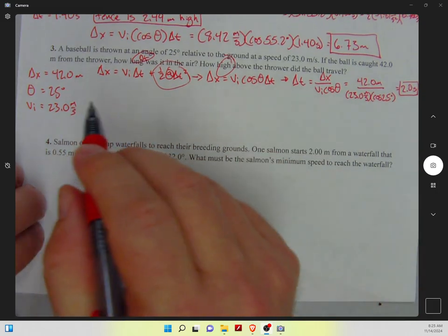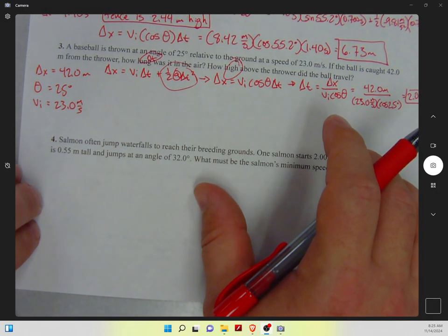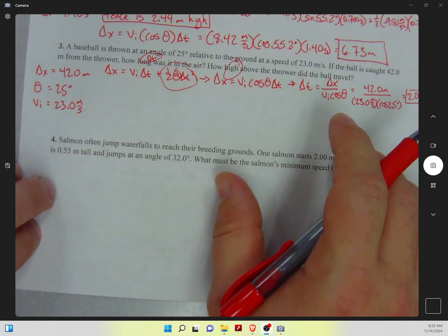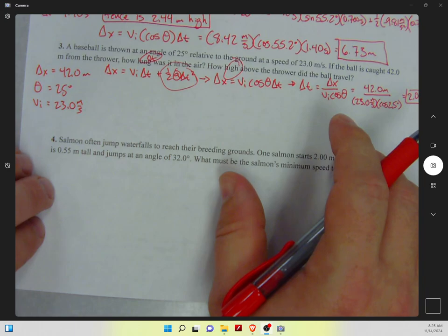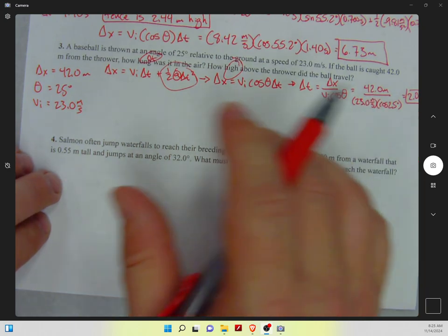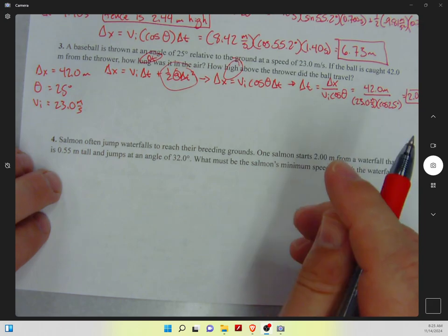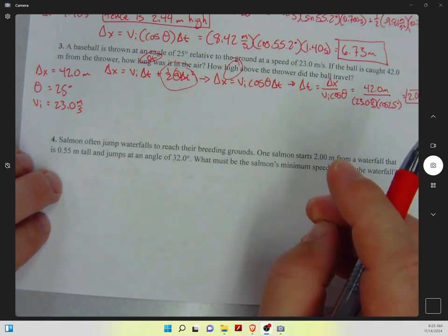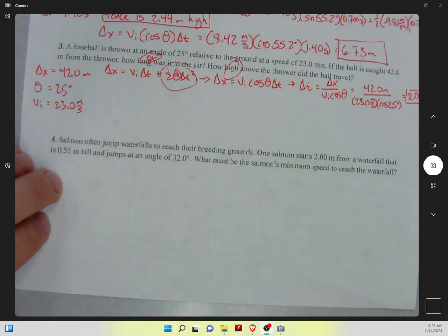All right. What am I looking for? Okay. How high above the thrower did the ball travel? All right, so I'm actually going to use a different kinematic equation here, and I'm going to rearrange it just for the y component.